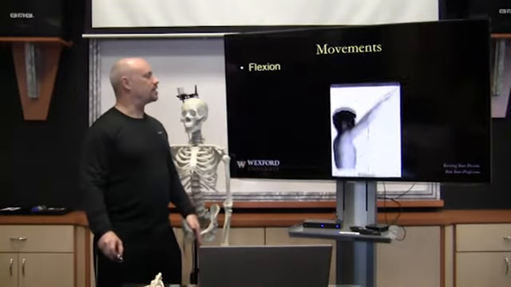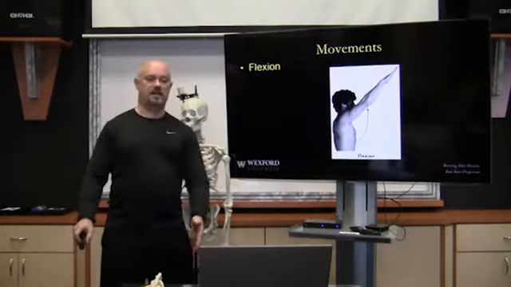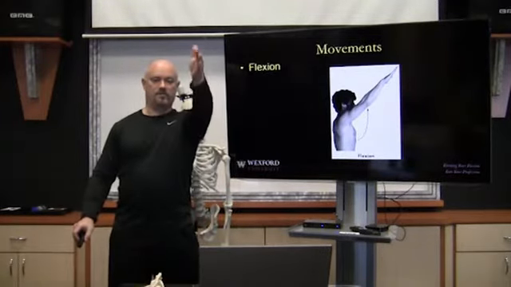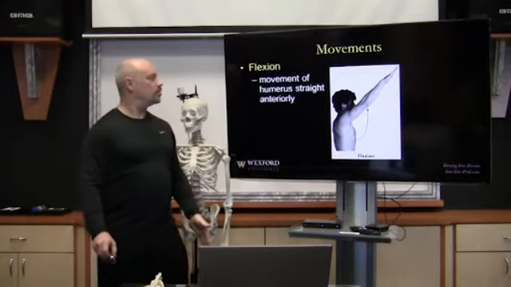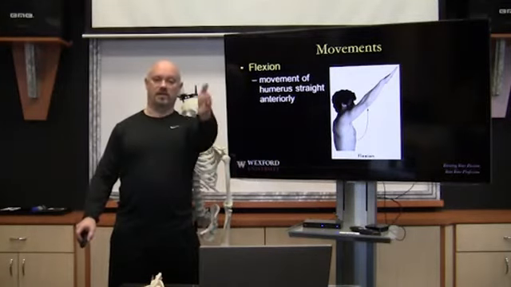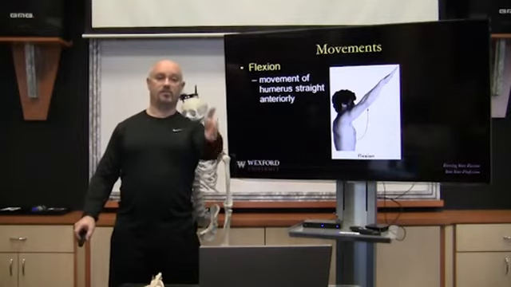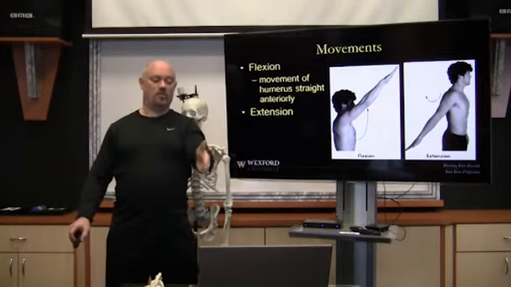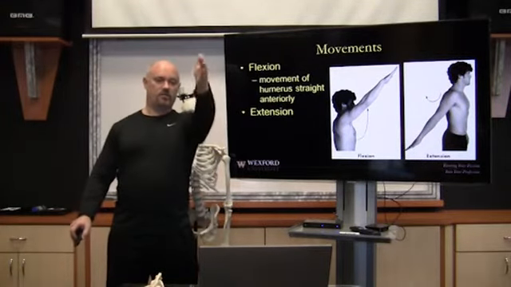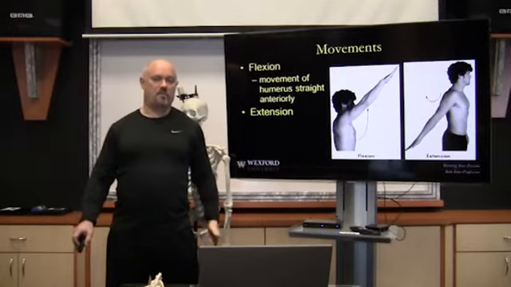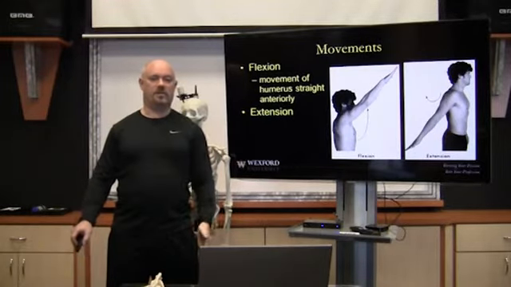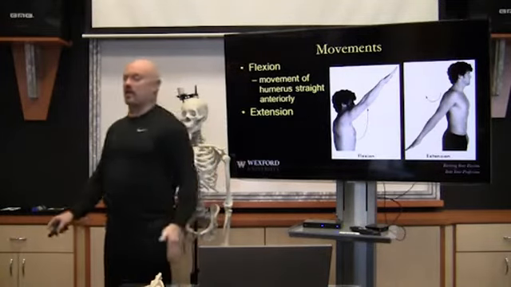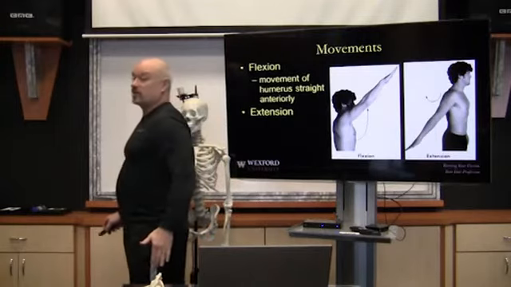Next, we have flexion, which decreases the angle of the joint this way, upward. Moving the humerus straight anteriorly, through the sagittal plane. Extension is moving it through the sagittal plane, downward, and then posteriorly. So we have flexion and extension, and when we go behind the midline, it's what they call hyperextension in some books.